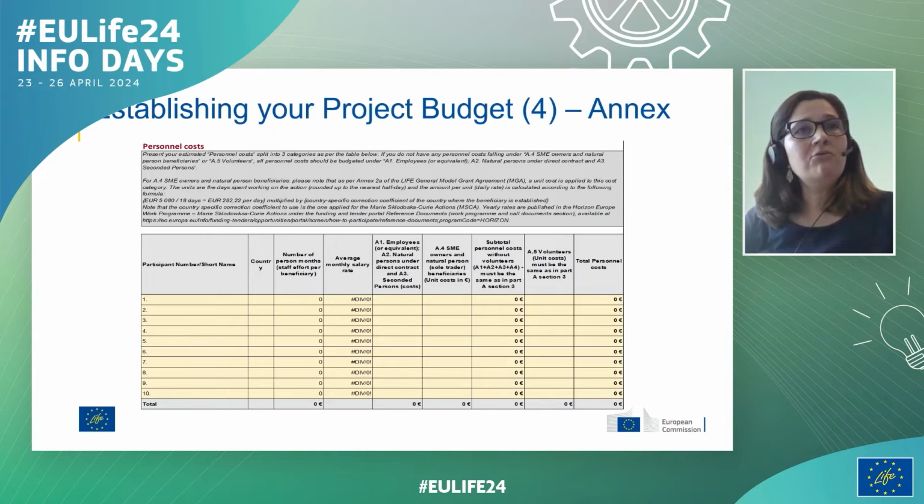Then we go into more details into personnel costs, always per participant or affiliated entity, then the country, the number of person months, and then the average monthly rate, which we will be checking, and we will be contacting you if it's higher than the normal average rate foreseen for the country and the type of organization. And then you have the different types of staff costs. So the most normal or common one, I would say, employees, then A2, A3s, don't worry, I will go into that later, SME owners without salary, then also volunteers, etc.